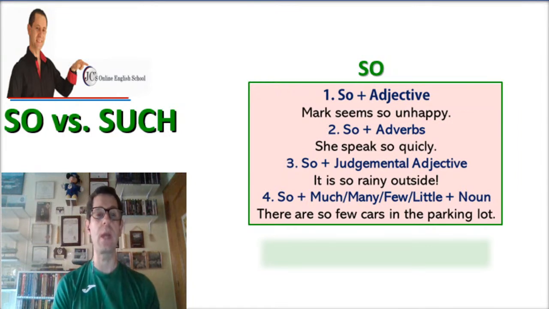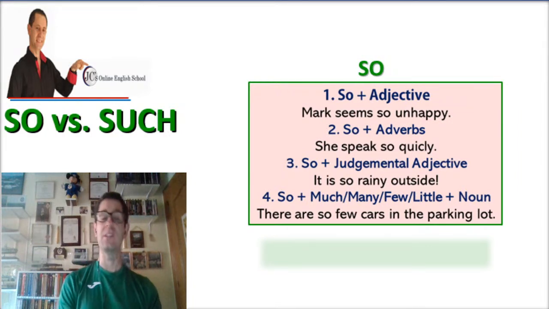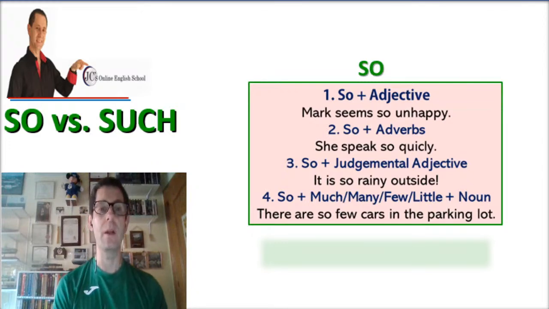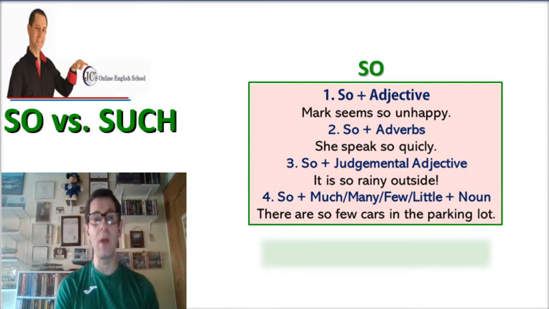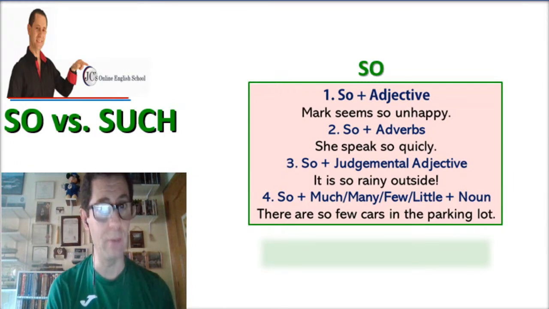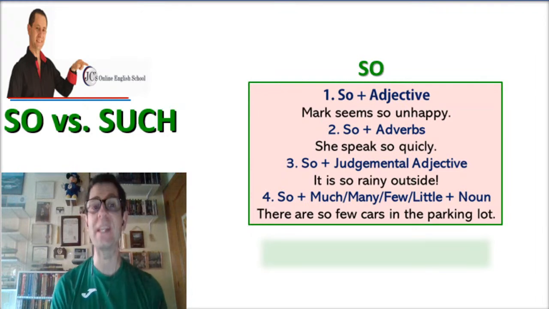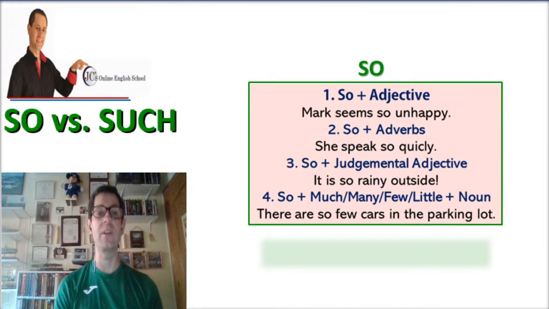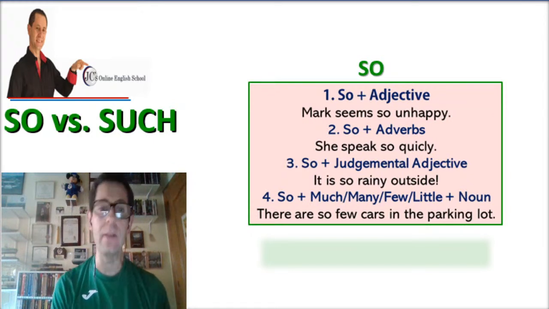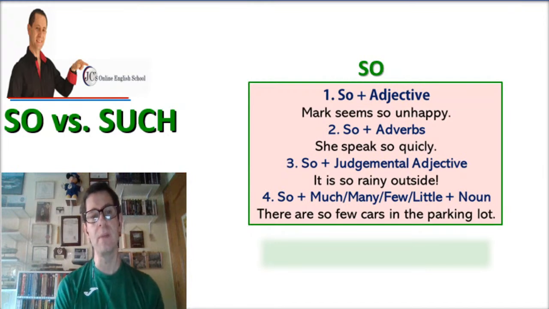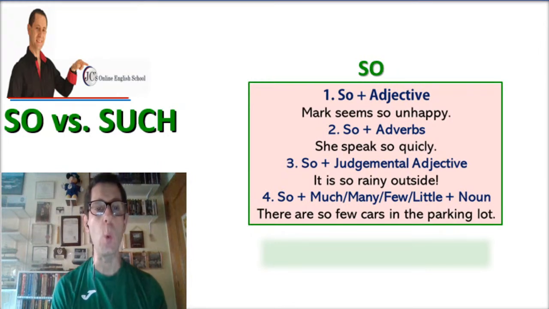Okay, let's take a look at the difference between so and such. Let's take first a look at so. So plus adjective. For example, Mark seems so unhappy. So you have so plus an adjective, but not a noun. You can also have so plus an adverb. For example, she speaks so quickly. They are missing the K in the word quickly, by the way. That's a typo. So she speaks so quickly.